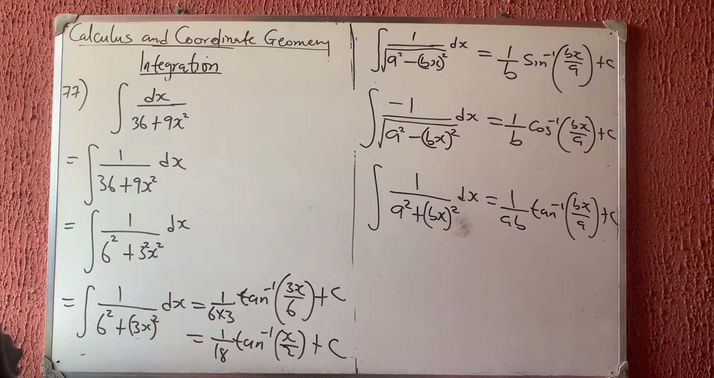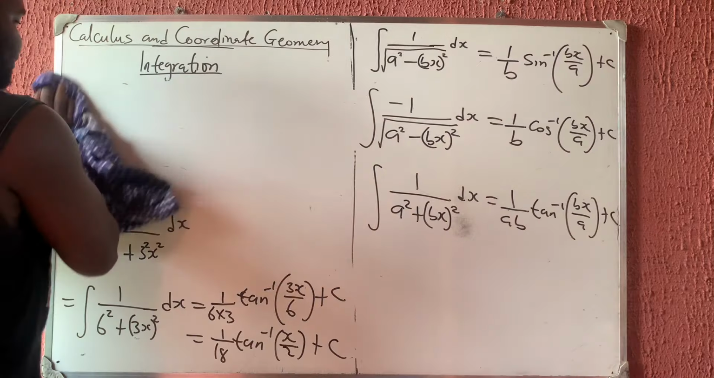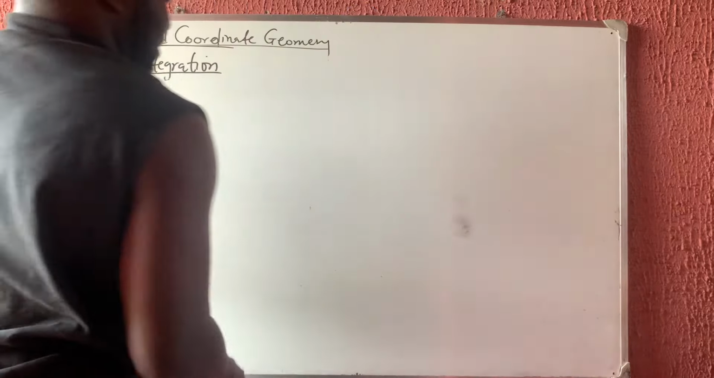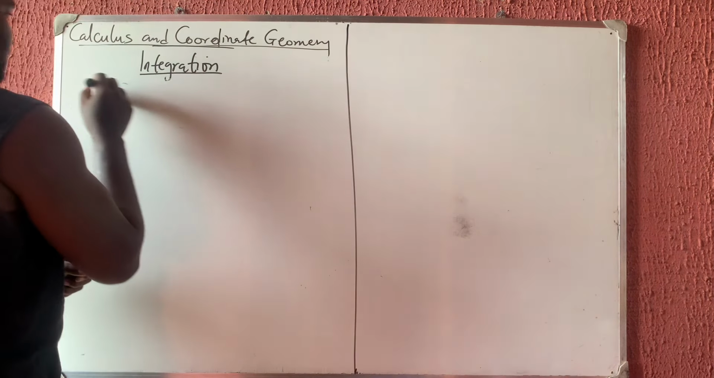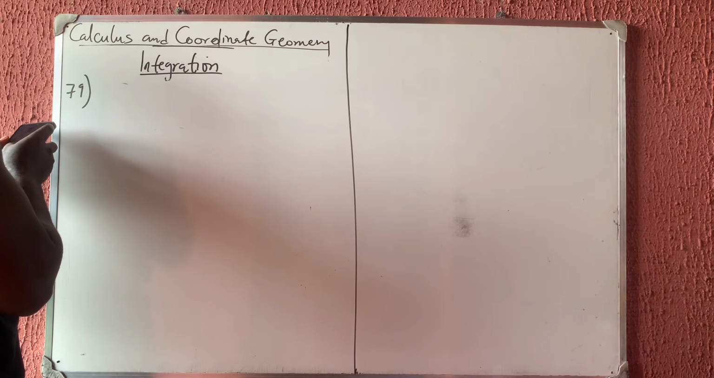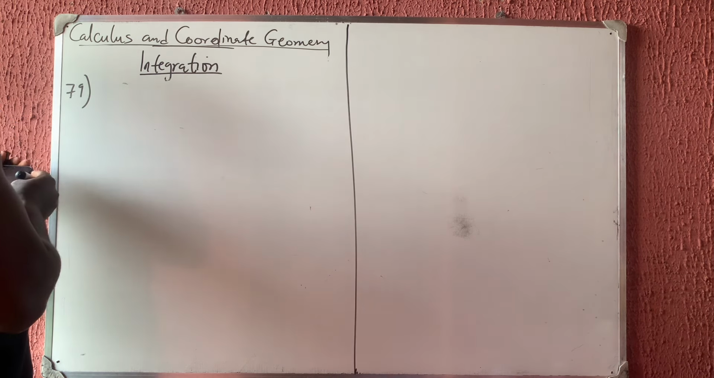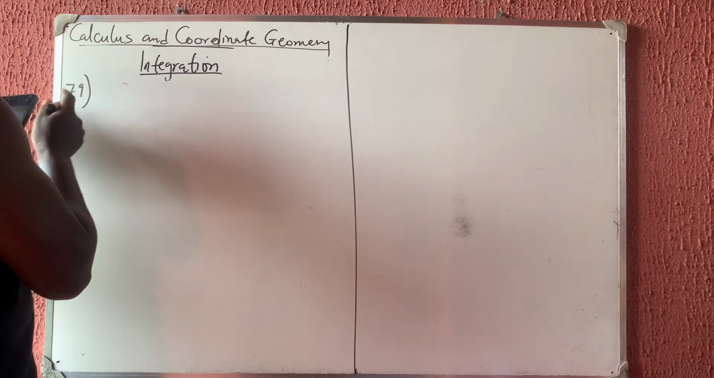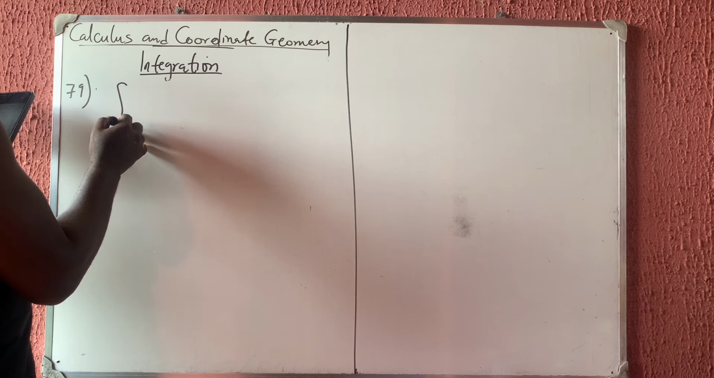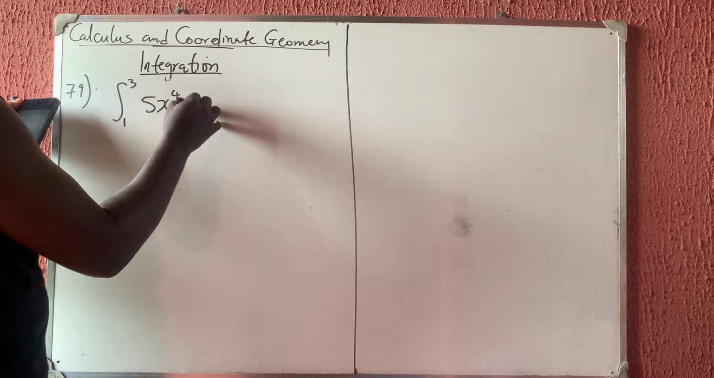Okay, we go to the next question, which is question number 79. Now, question number 79 said that we should integrate, it is a definite integral from 1 to 3 of 5x raised to power 4 dx.